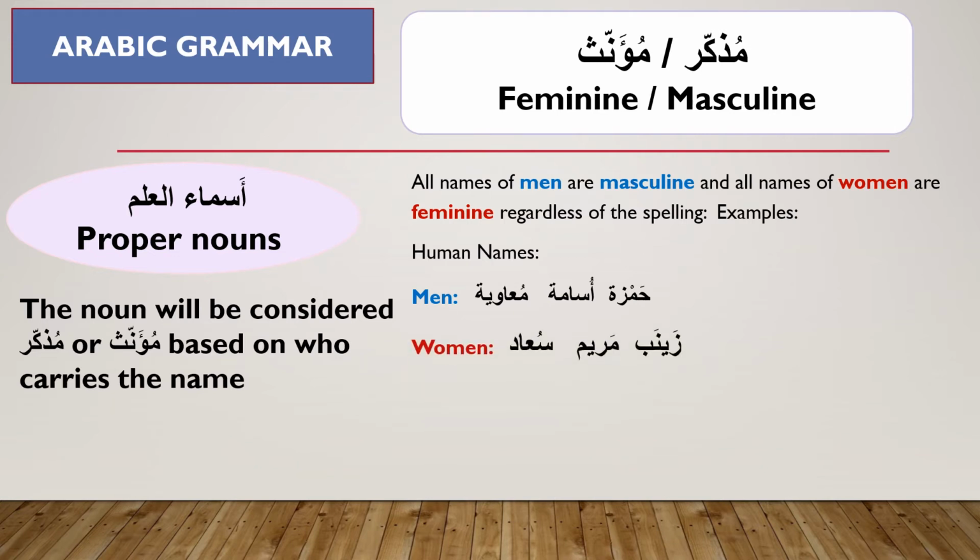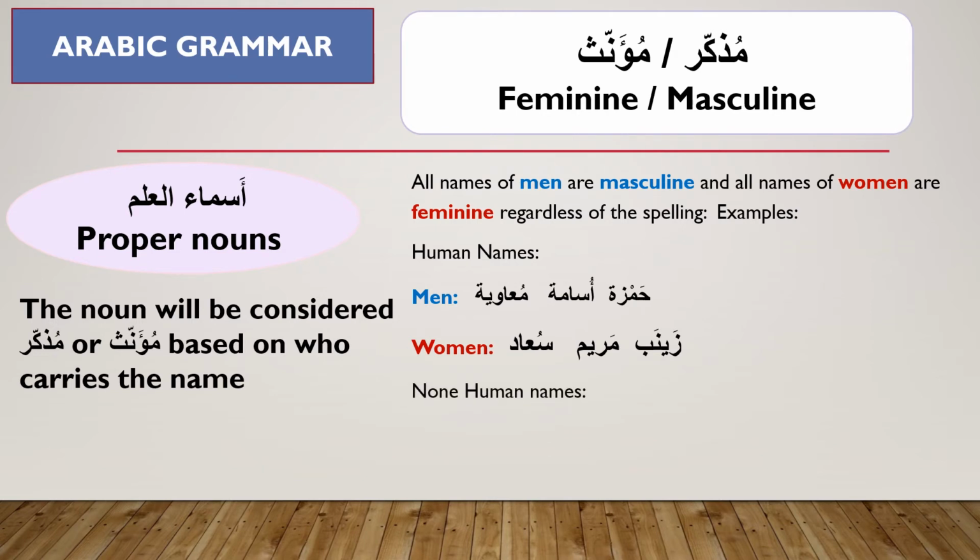Similar to that, names of women that are missing any sign of the feminine noun, such as Zainab, Maryam, Suad. These are examples of names of women in Arabic culture and in the Arabic language. If you look at these names, none of them carry any sign of the feminine noun, but we consider them feminine because they are names of women.